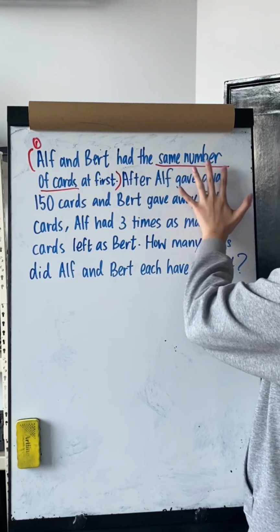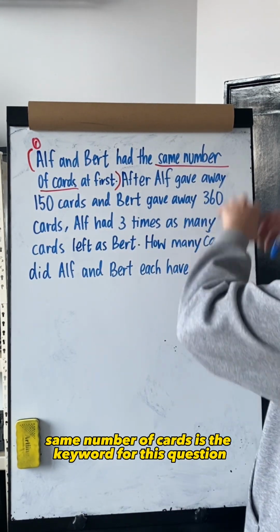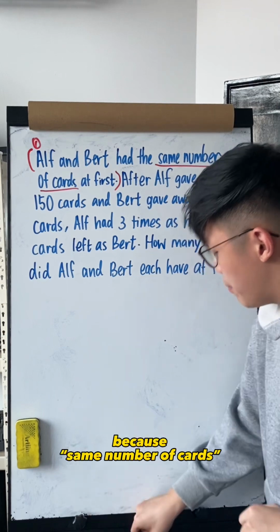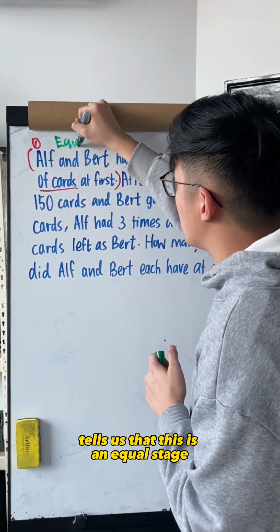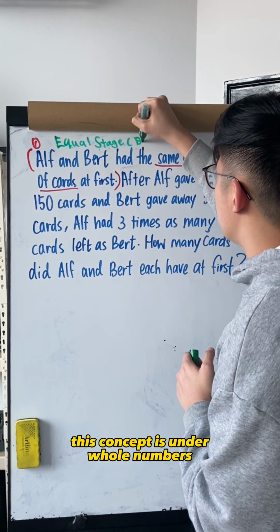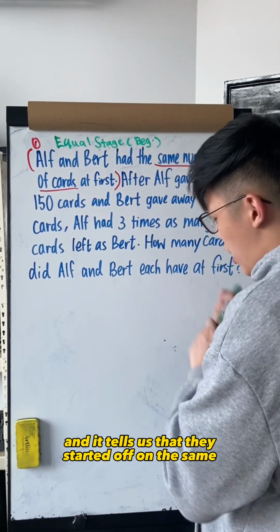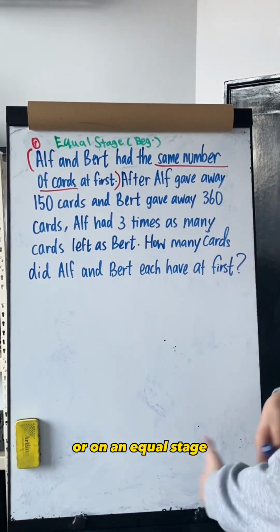Alf and Bert had the same number of cards at first. Same number of cards is the keyword for this question. How do I know that? Because same number of cards tells us that this is an equal stage. Equal stage beginning. This concept is under whole numbers and it tells us that they started off on the same or on an equal stage.